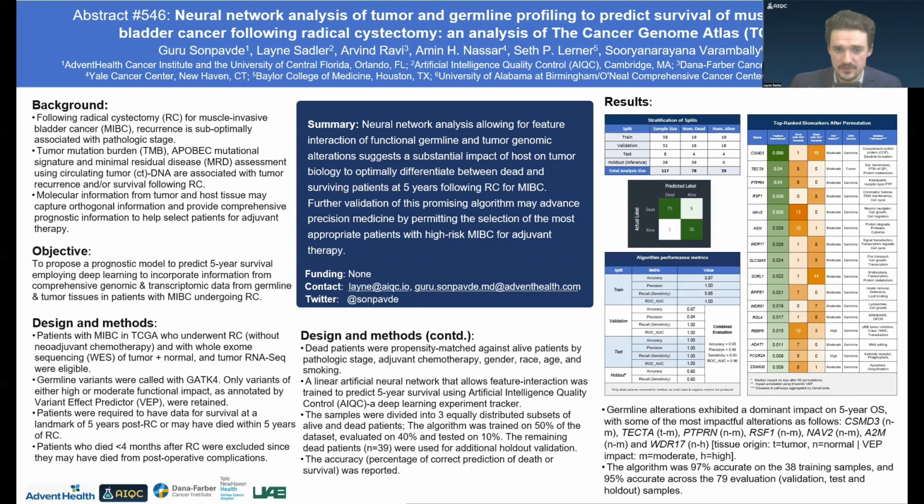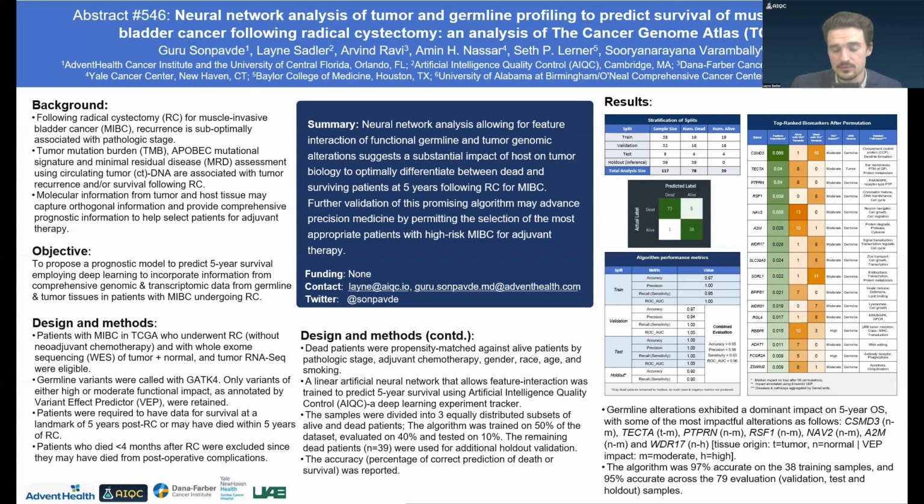The features that are fed to the linear neural network are aggregated at the gene level. So for expression, we have normalized gene expression quantification counts. And for variants, all of those functional variants are grouped at the gene level. The accuracy of the algorithm was 97% during training and 95% accurate across the 79 evaluation samples.